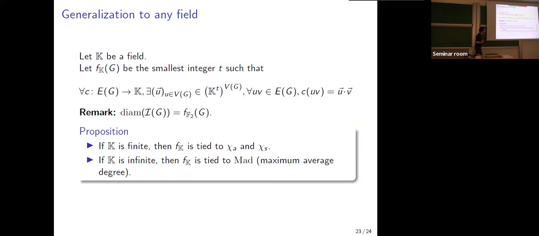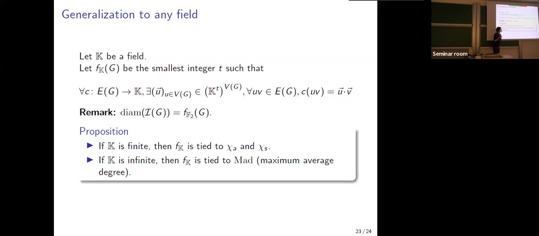And here there is some remark. So if the field is finite, the behavior is the same as for F2, the same as the inversion diameter, and this parameter is tied to the acyclic chromatic number and the star chromatic number. And the proofs are the same. Okay. But if the field is infinite, then this parameter is tied to the maximum average degree, which is the maximum average degree of a subgraph of G.